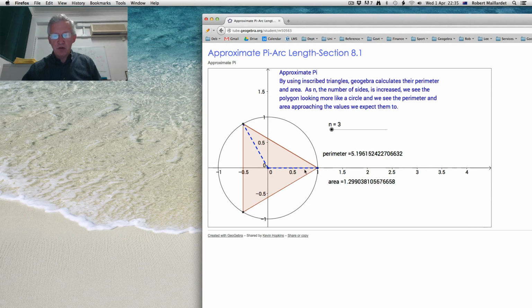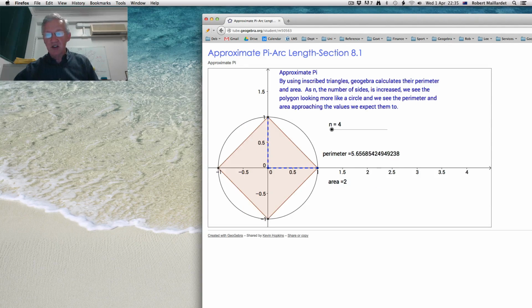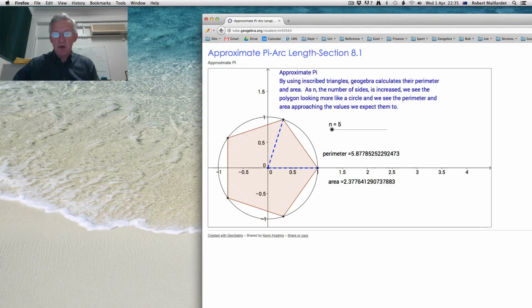I've got an equilateral triangle inside the circle, and the perimeter of that is actually 5.19. Also, this applet is calculating the area as well. And so what you can do is increase the size of n. So now I've got a square. The perimeter of the square is 5.65. I can go to a pentagon, a hexagon, a septagon, and so on.